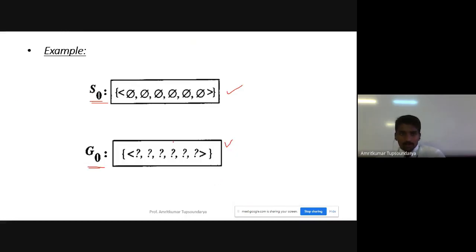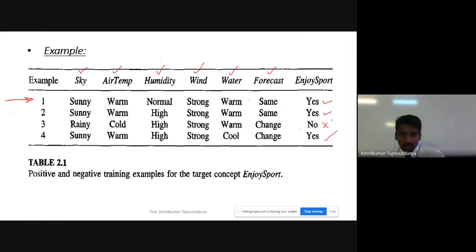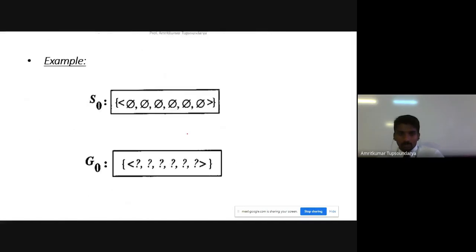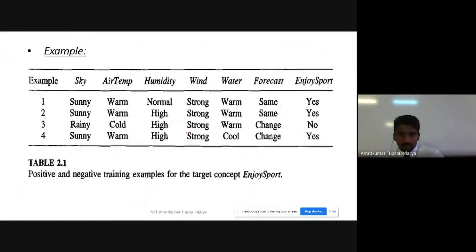Now, these were when we saw the two training examples which were positive, right? We are currently here, but when we encounter the third training example, the third training example is a negative example, or the value of the ultimate EnjoySport function is nothing but the no. It's a negative training example. So let me go back to the program and show you.